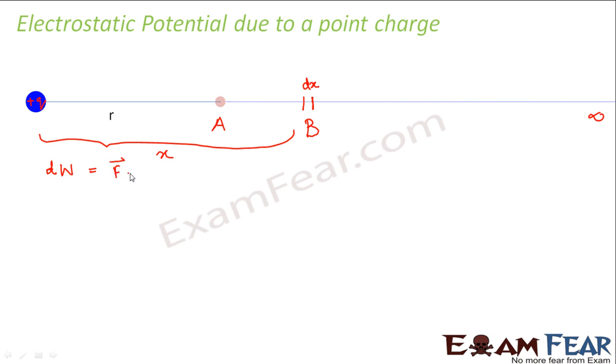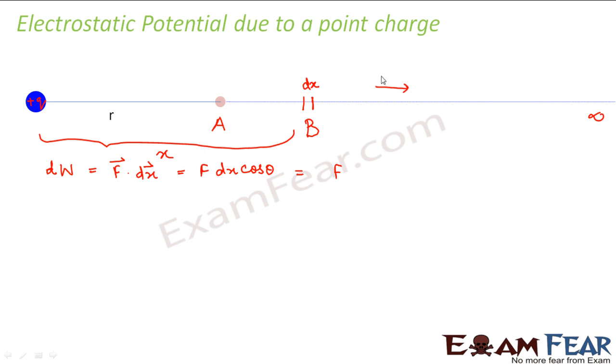So work done is nothing but force into displacement. So displacement here is dx. So this will be nothing but F dx cos theta. Now what is theta? As I told you before also, work done is always opposite to the direction of electric force, right? So force will be acting along this direction. See, this is a positive charge. The small test charge is also a positive charge. So the force will act along this direction, that is repulsion.